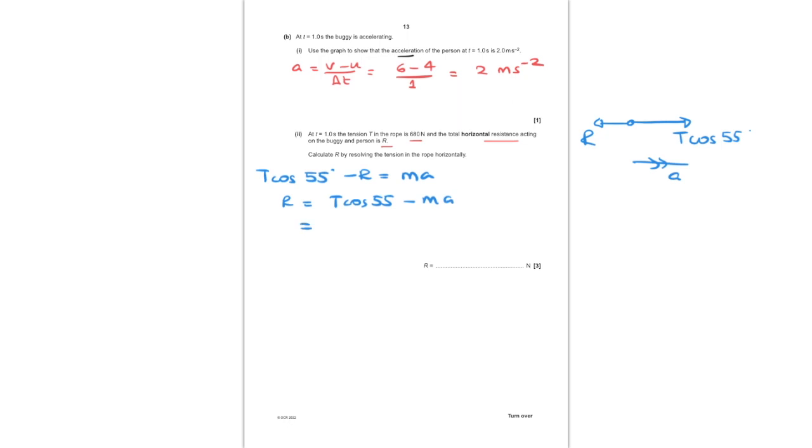Okay, and T is 680 cos of 55 minus mass, which was 150, times 2, and that would give me a value of, okay, 90 newtons, and that's that.